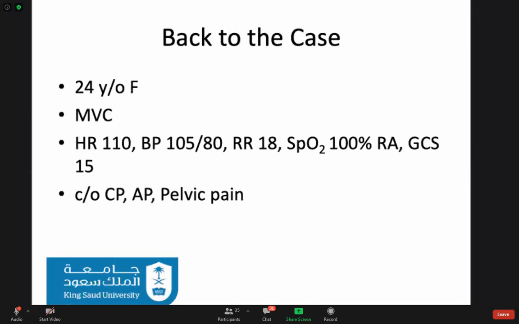So this patient is 24 years old, MVC. She came in with a heart rate of 110, blood pressure of 105 over 80, respiratory rate 18, SATs 100%, and the GCS is 15. We mentioned in the beginning of this lecture that she's complaining of chest pain, abdominal pain, and pelvic pain. So what do you want to do?